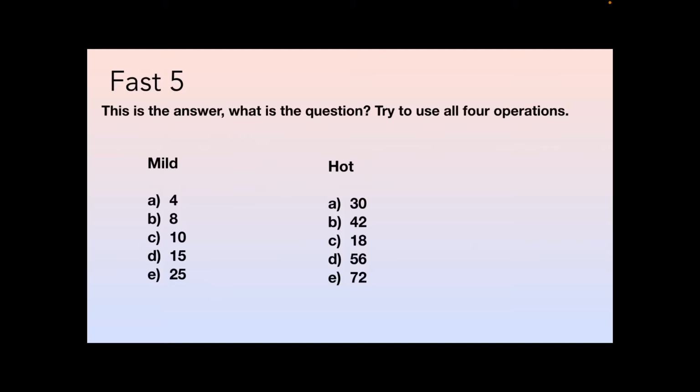First up though, as usual, it's our Fast Five. In this Fast Five we have to think of what the question could be for these answers here. So in the mild section we have 4, A is 4. What could a question be that the answer would be 4? So one example, it could be 2 plus 2 equals 4. Or 4 times 1 equals 4. But I would like you to try all 4 operations, so that's plus, minus, times and divide.